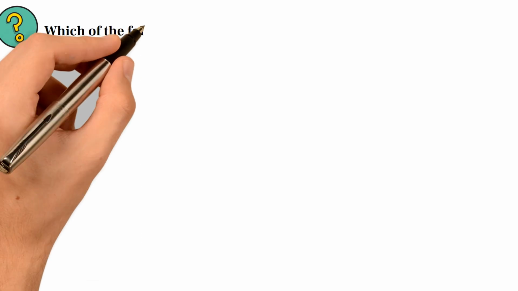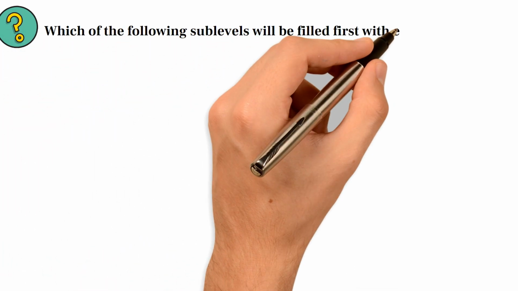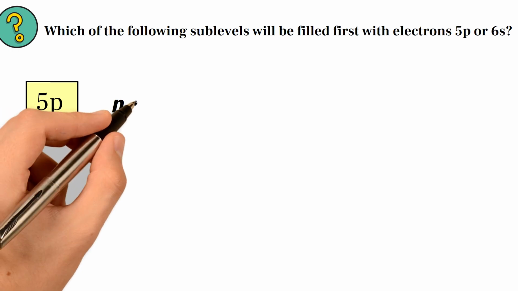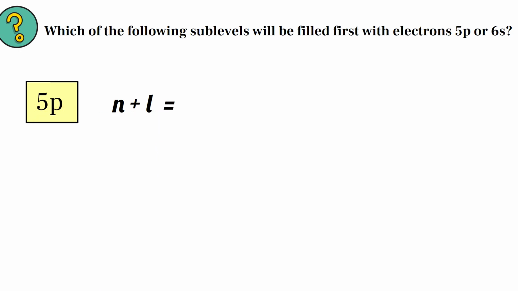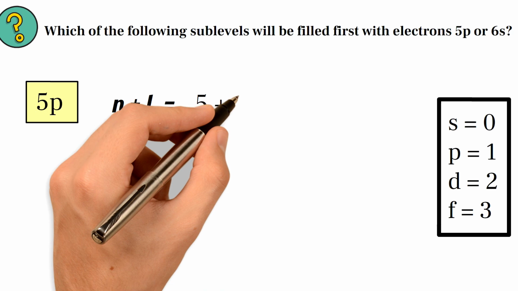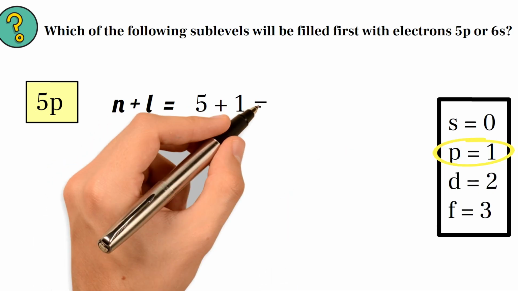Another example, which of the following sublevels will be filled first with electrons, 5p or 6s? The energy of the 5p level according to the N plus L rule is 5 plus 1 and equals 6.